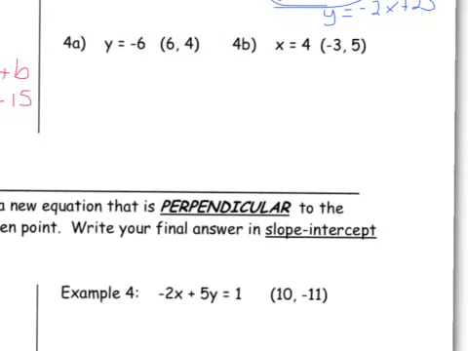Okay, we have two special cases, 4a and 4b. 4a says y equals negative 6. So this is going to be a horizontal line that passes through the y-axis at negative 6. And on 4b, this is a special case. It's a vertical line that passes through the x-axis at 4. Okay, so for 4a, we want to write an equation. So it's going to be y equals something that is parallel to this.